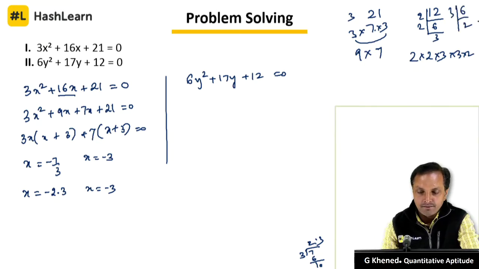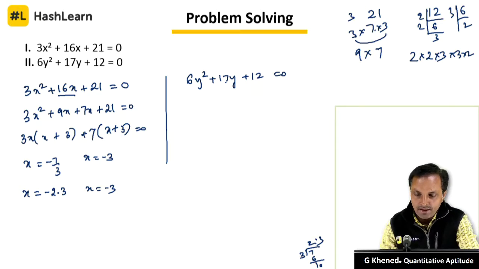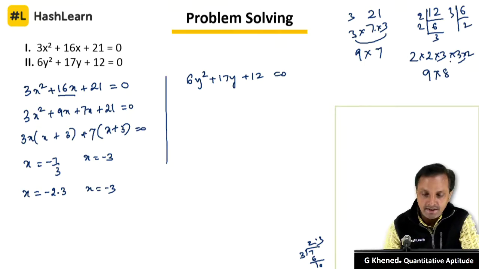So you should make sure when you multiply you should get the total, when you add or subtract you should get 17y. So what are the numbers? 9 plus 8, 2 into 2 is 4, 4 into 2 is 8, 9 into 8. 9 plus 8 is 17.